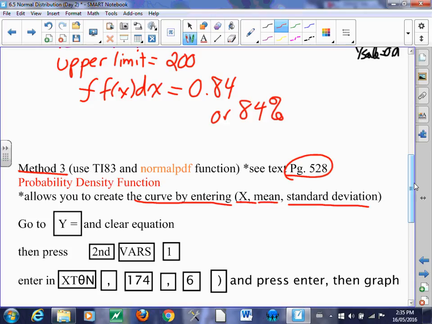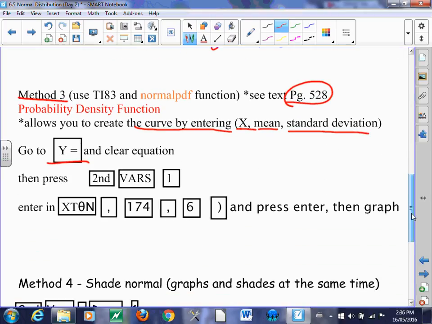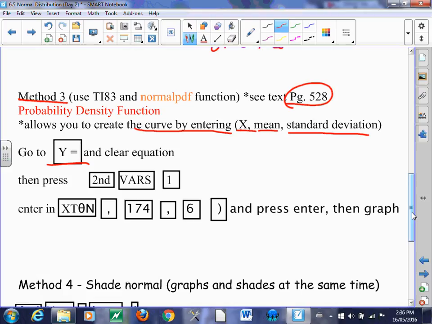All right, so here's the number 1 thing we do. Go to y equals and clear the equation. Then press second vars 1. Then we are going to take a look at putting x in, 174, 6 and press enter, and then graph. And hopefully you got the same result.